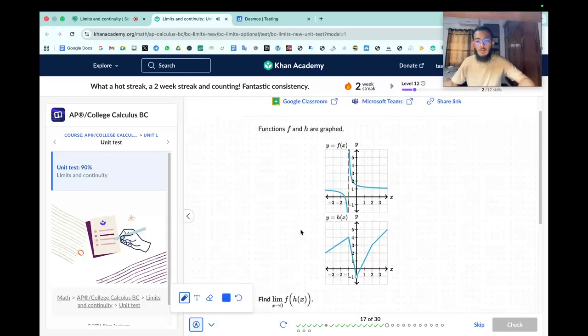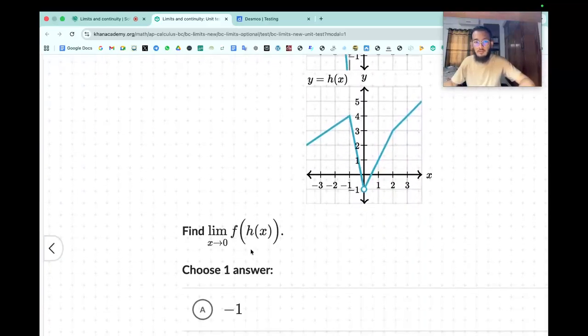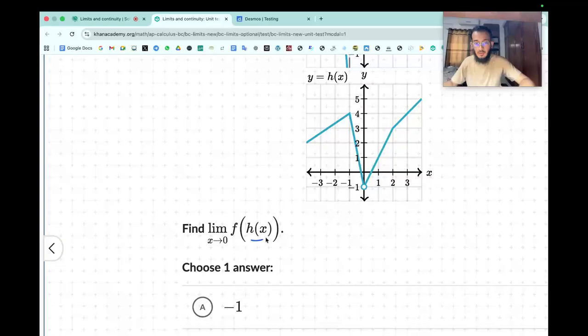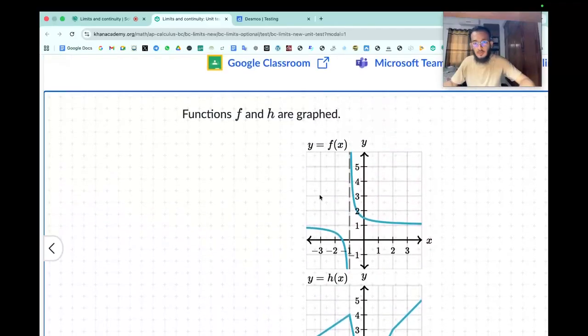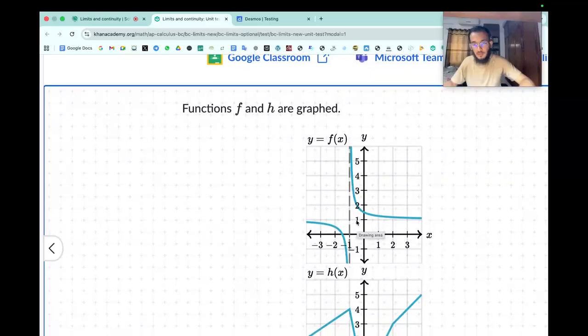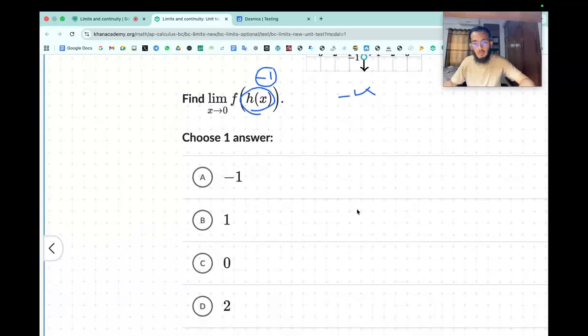Okay. Functions f and h are graphed. We have to find the limit. First, we find the limit of h(x) as x tends to 0. As x tends to 0, the limit is negative 1. And we have to multiply it with the limit of f as x tends to 0. As x tends to 0 it is something like 1.5, but that doesn't exist.